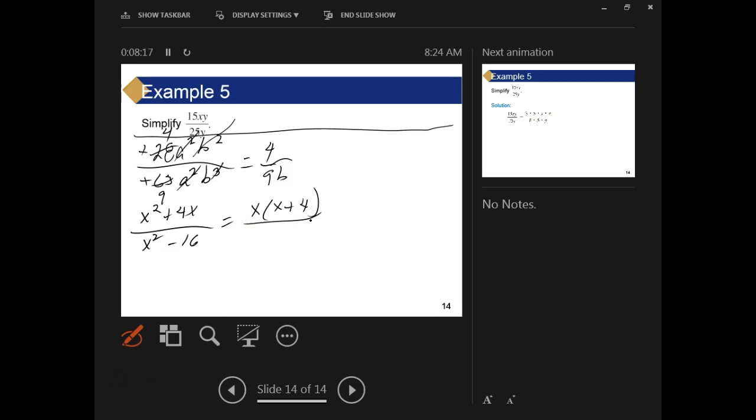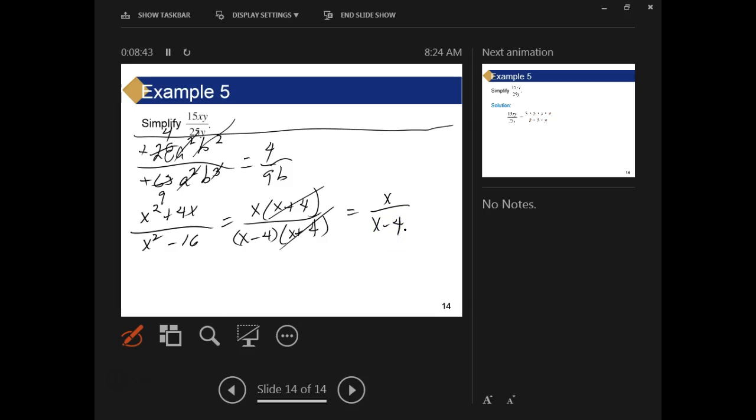How about that denominator? X times x minus 4 plus 4. Now what do you look for? Common factors, do you see any? X plus 4 and x plus 4, they go away. And your answer is x over x minus 4.